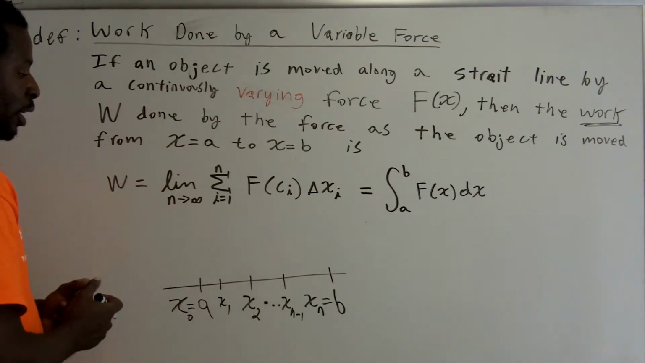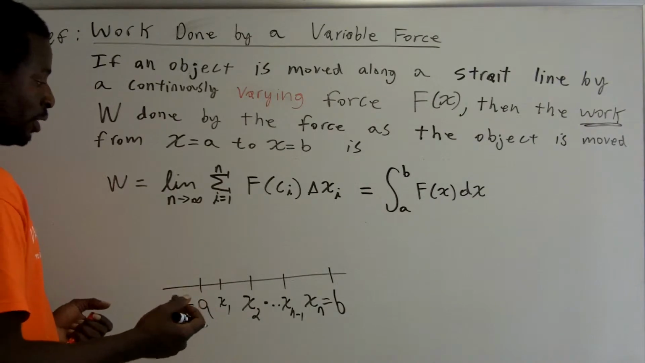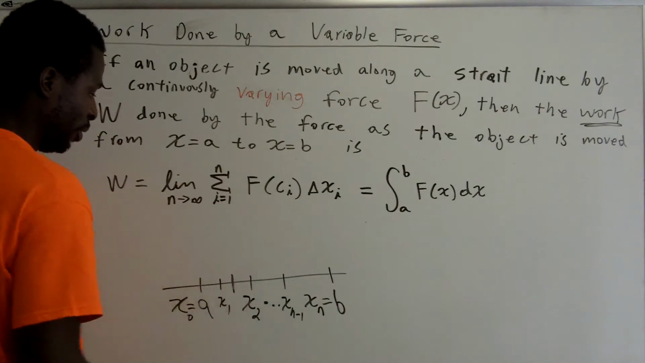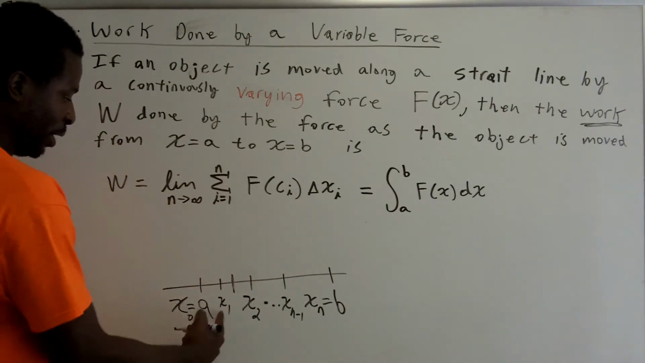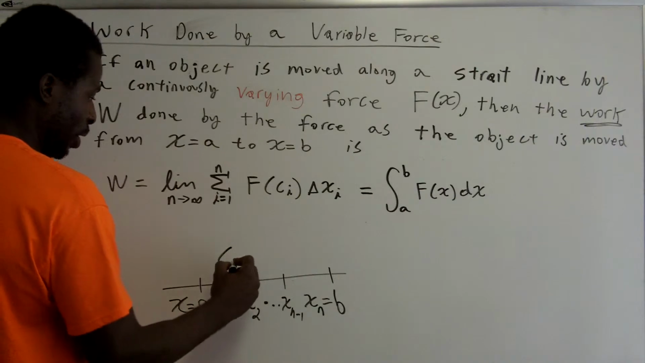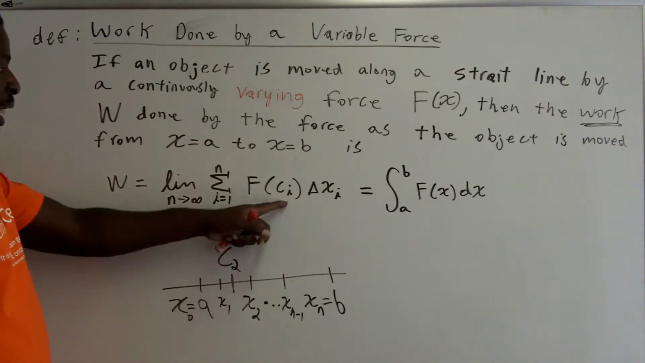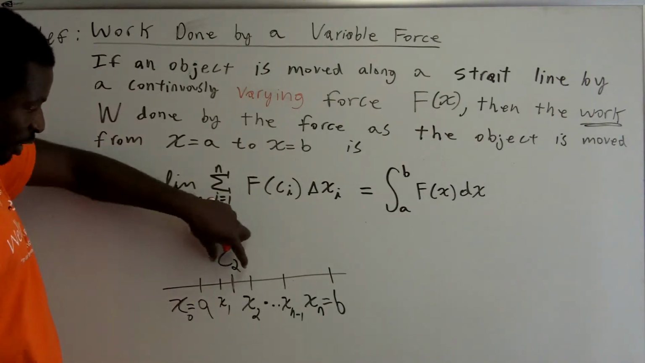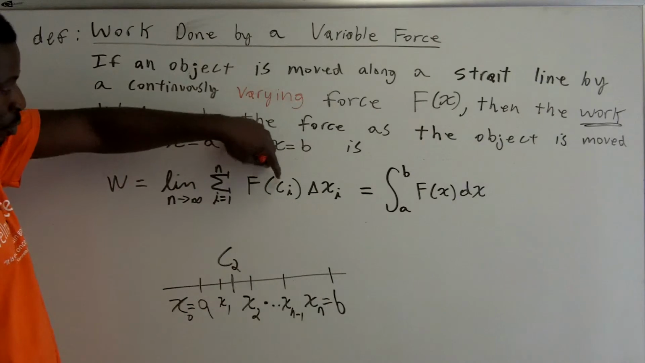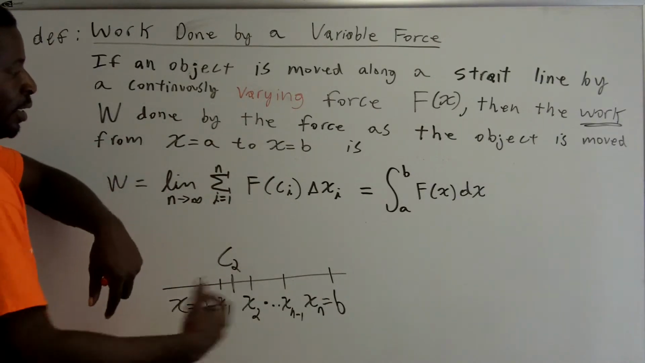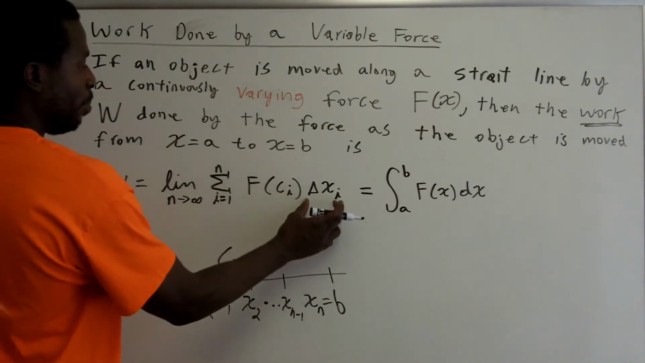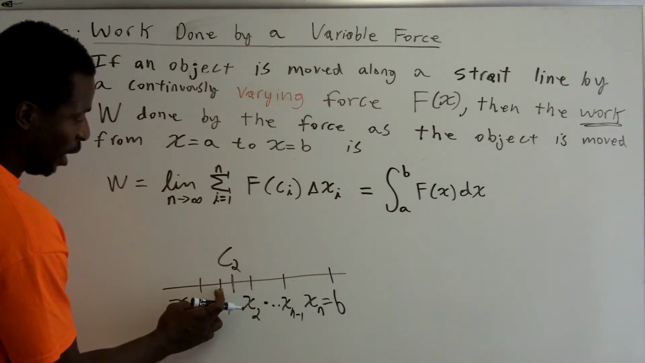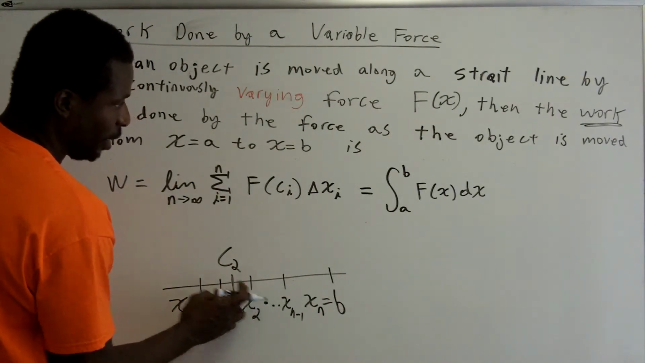So you just choose a value on one of these subintervals, on the ith subinterval, for instance. If I was looking at this interval from x1 to x2, I could choose a value and call it c2, and then calculate the force on that subinterval by plugging in c2, because if it's a constant force on this subinterval, then regardless of which point I take, I'll get the same value for the force. And I'll multiply it by the length of that subinterval, the distance that the force is going to carry the object through this subinterval.